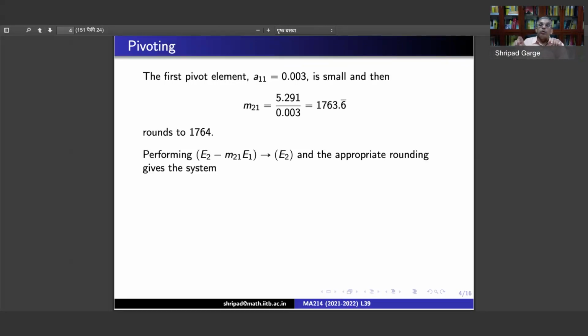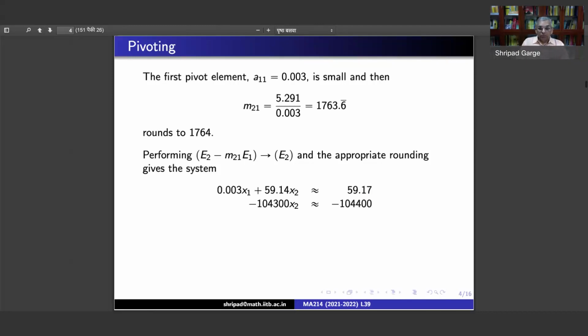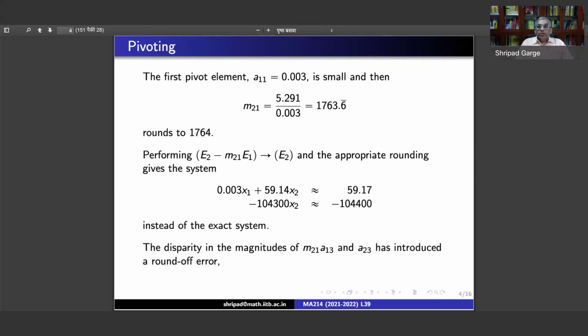E2 minus M21 E1 going to E2, and then the appropriate rounding will give you this system where your first equation E1 of course will not change, but the second one changes and gives you minus 1043.00 x2 equal to minus 1044.00. x2 was supposed to be 1, so both the constants should have been the same, but now they are not the same. So instead of the exact system, this is the system that we get, and the disparity in the magnitudes of M21 A13 and A23 has introduced this round-off error.